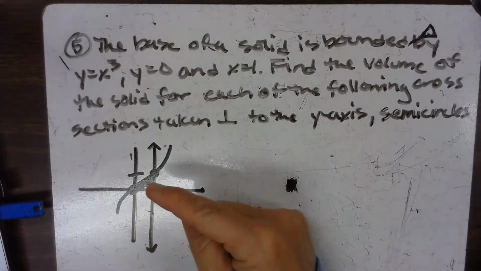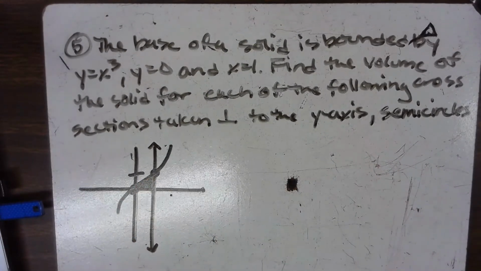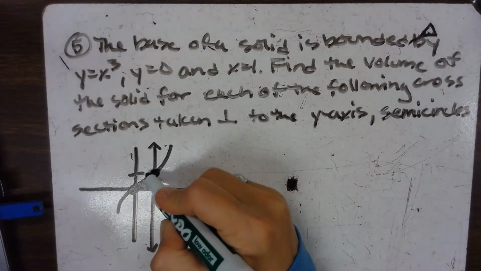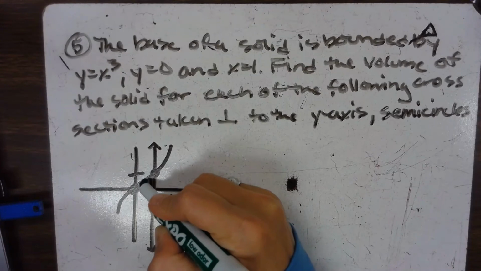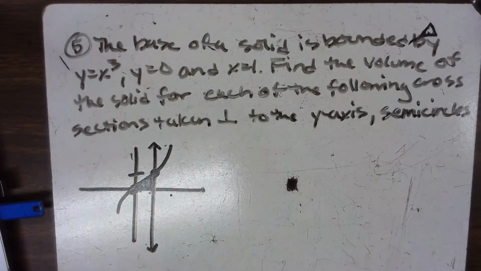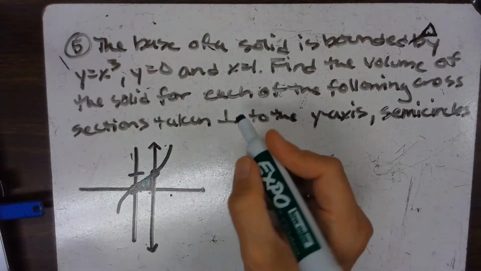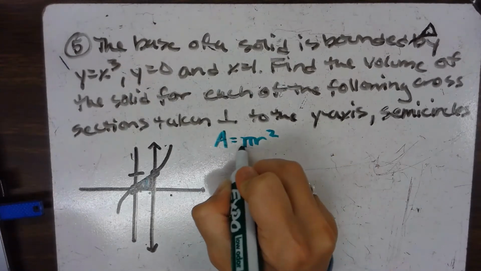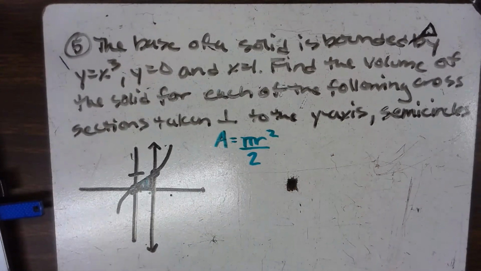And we're doing it as semicircles. So you would basically have the base of the semicircle here and it would be coming up. So you would have all these semicircles right here. Think the area of a semicircle: pi r squared is the area of a circle, and for a semicircle we divide by 2.